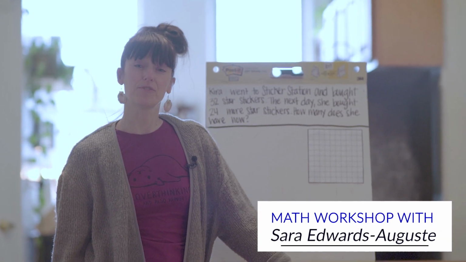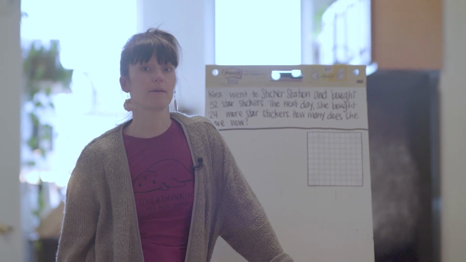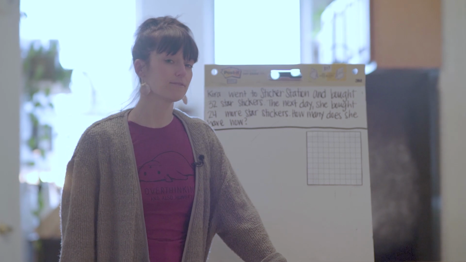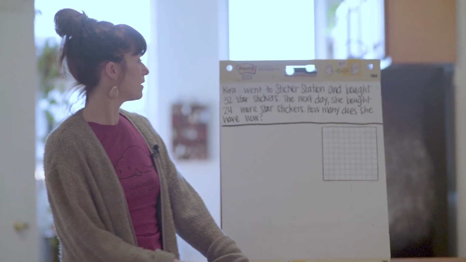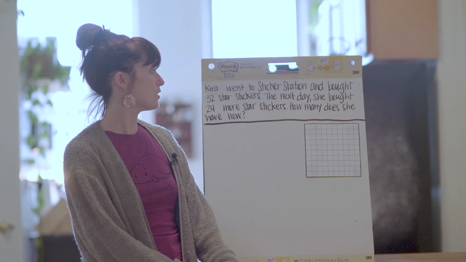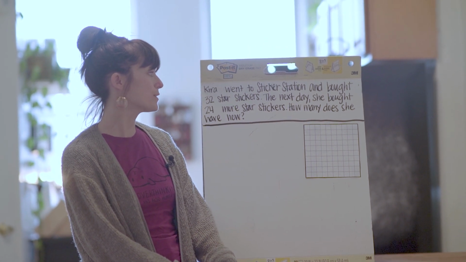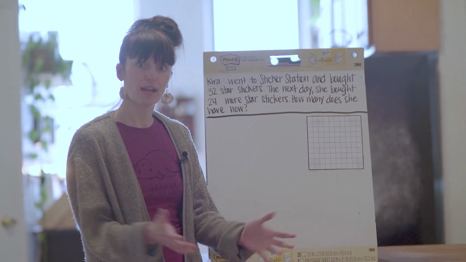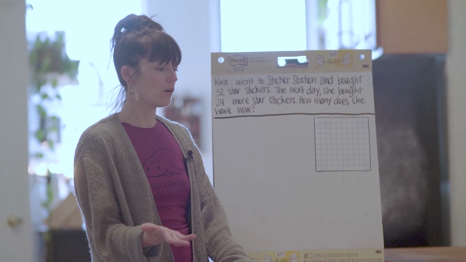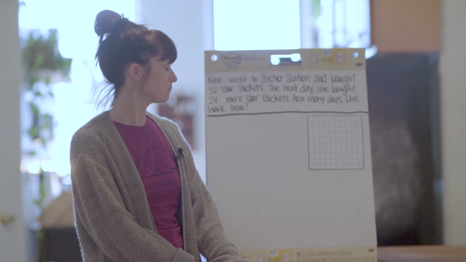We are going to continue working on some of our sticker station story problems, but this time I've got a little bit of a twist. But let's look first at our story problem. Kira went to sticker station and bought 32 star stickers. The next day, she bought 24 more star stickers. How many does she have now? So I want you to think for just a moment how you might figure this problem out.